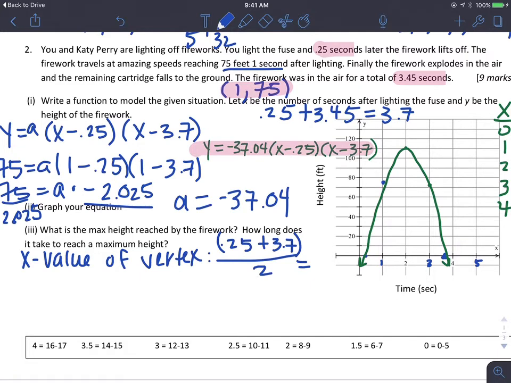0.25 plus 3.7. Divided by 2 is 1.98. I'm going to round a little bit. So almost 2, but not quite. So now to find the y, we just plug this number in.